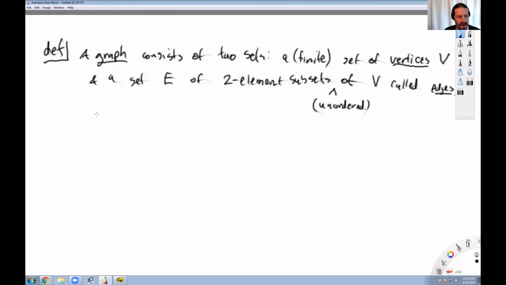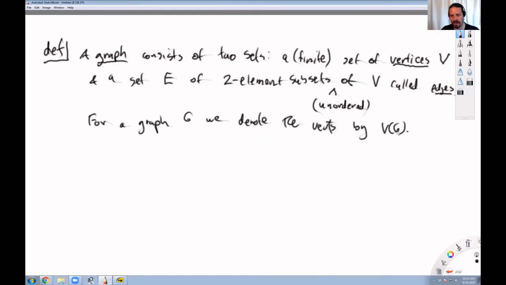So if we're working with a specific graph G, we denote the vertices. We'll use verts all the time for vertices. So the set of vertices is just denoted by V of G. So if we're talking about two graphs simultaneously, V of G is the vertex set of G and V of H is the vertex set of H, okay? So the vertices are V of G and edges are E of G, okay? It's just so we can keep them separate here, okay?